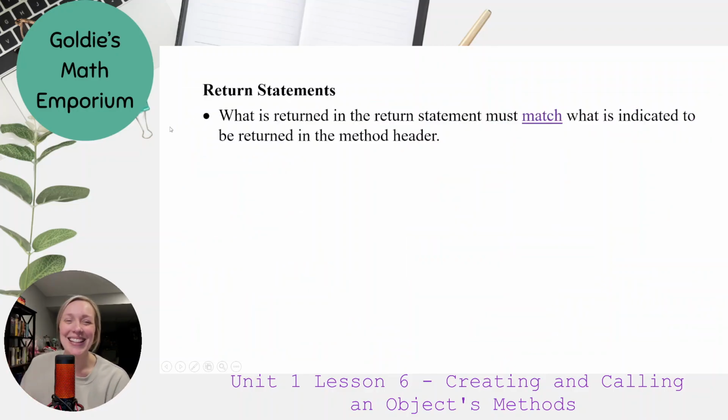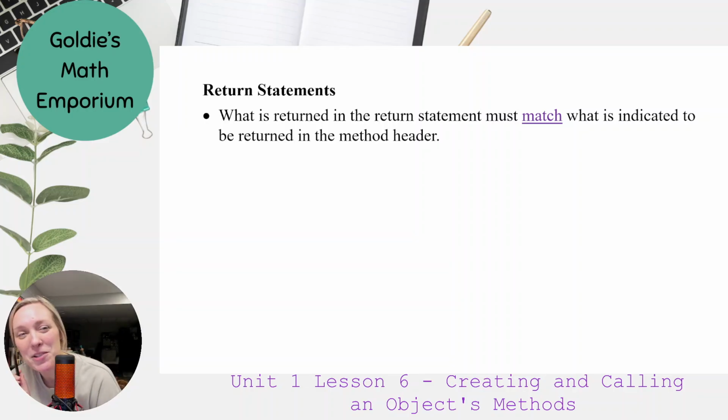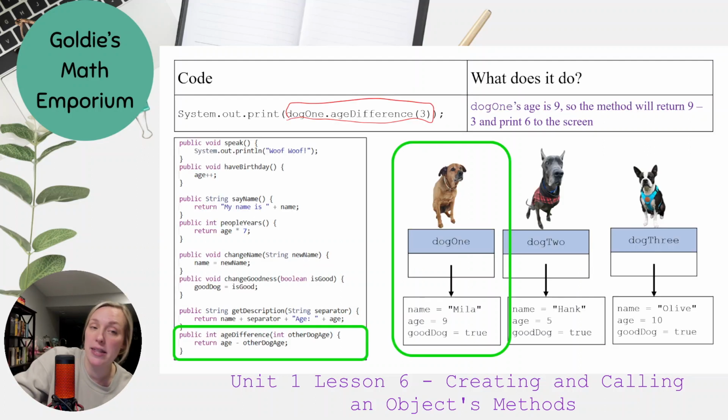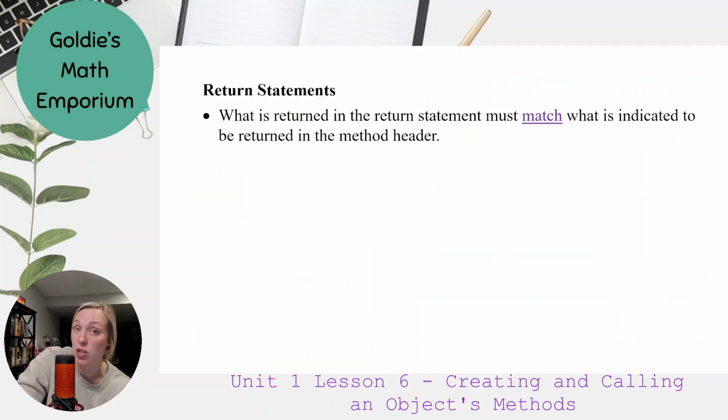So now a few extra things about return statements here. What is returned in the return statement must match what is in the method header. So here I returned an integer value. I returned a 6 and I had an int in my method header. If this was a double, for some reason I tried to return a double, I would get a compiler error. I have to make sure that the type in the method header matches what actually is returned.